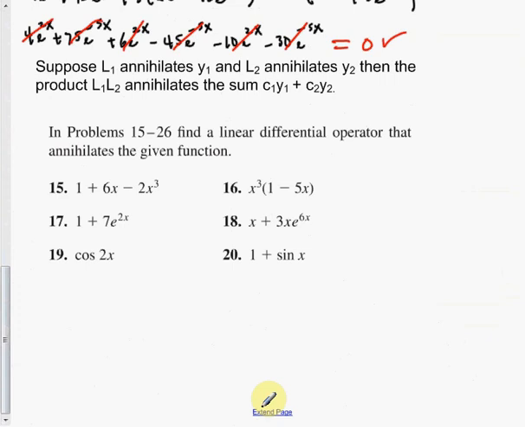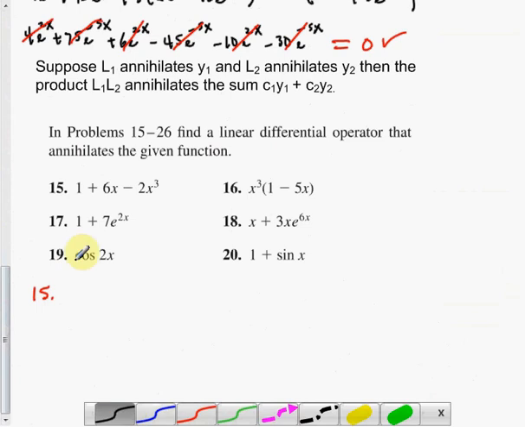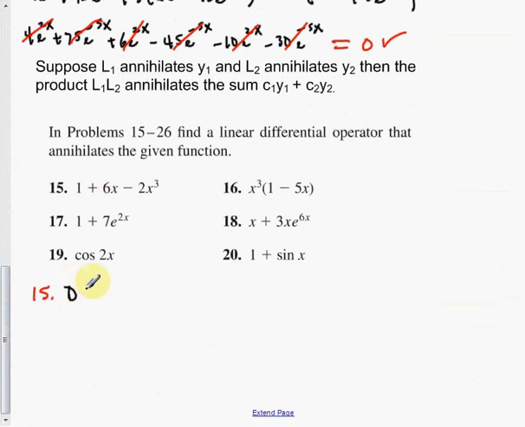Problems 15 to 26: find a linear differential operator that will annihilate the given function. So look at number 15. 1 is annihilated by just the first derivative, right? And the second derivative will annihilate the 6x. And then the fourth derivative will annihilate the negative 2x to the third.